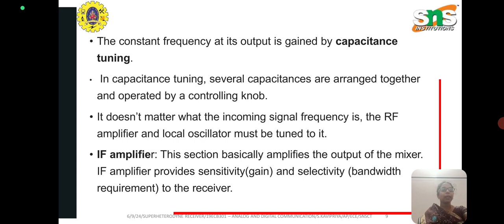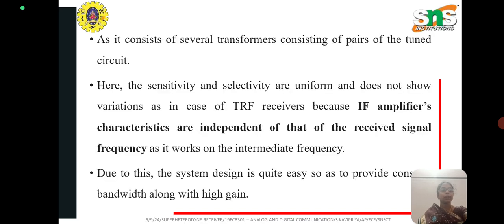And next is the IF amplifier. This section amplifies the output of the mixer. The IF amplifier provides sensitivity and selectivity to the receiver. It consists of several transformers with pairs of tuned circuits. So selectivity and sensitivity are uniform and do not vary as in the case of tuned radio frequency receivers, because the IF amplifier's characteristics are independent of the received signal frequency.